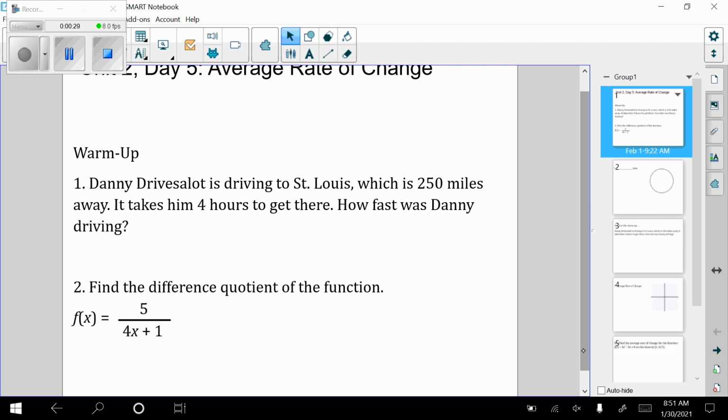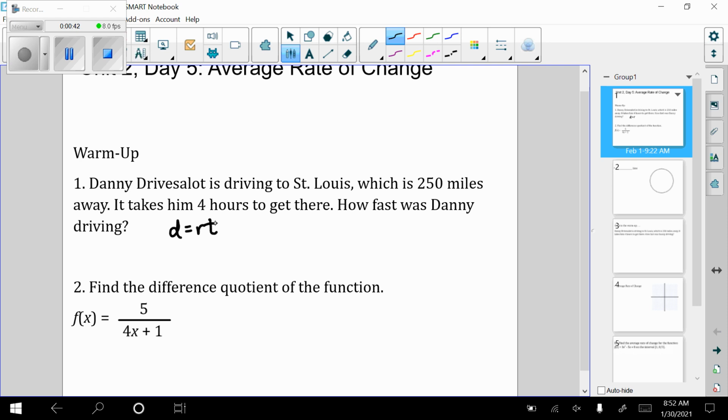In the world of algebra, we all know that is going to be Danny's average speed. So you're using the formula distance equals rate times time. My distance is 250, and my time is 4 hours, so we have 4R. If I solve that, I get R is 62.5 miles per hour. That seems pretty simple, which it is.